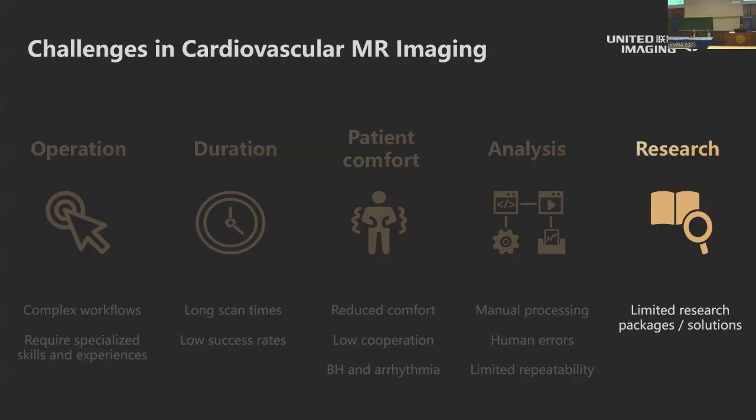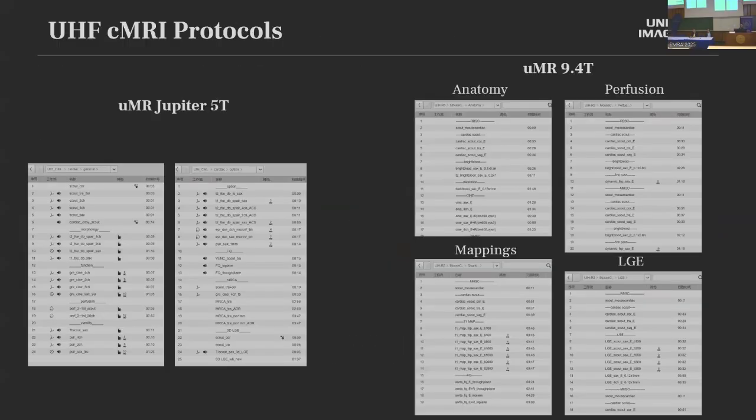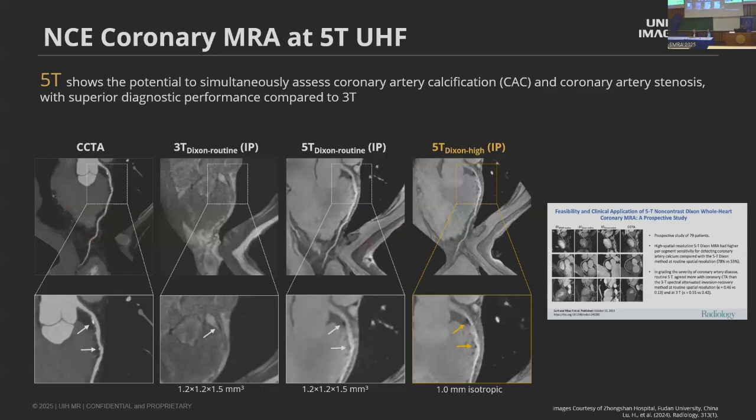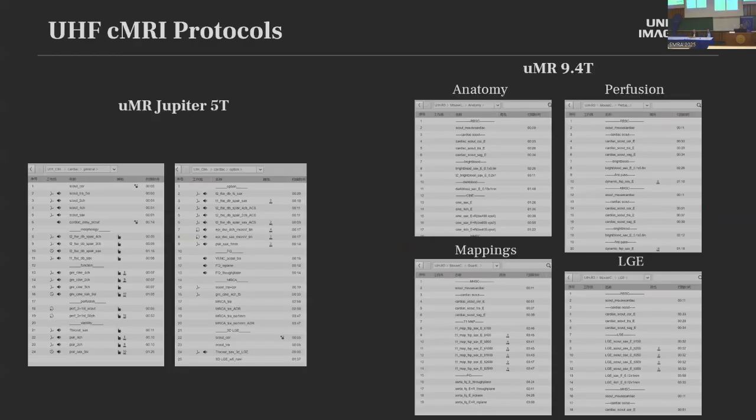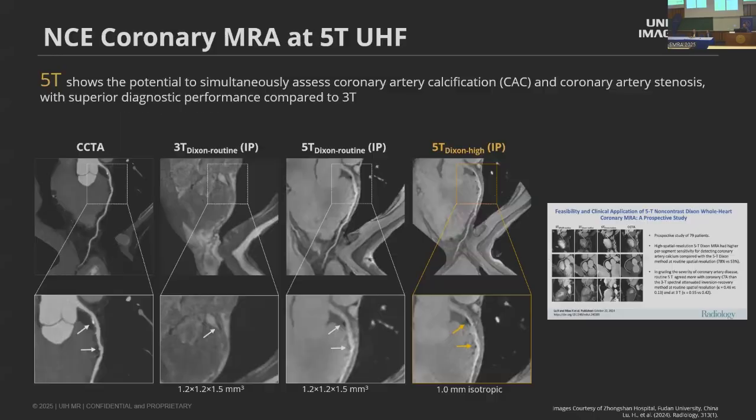All right, so lastly, let's take a look at the research aspect, especially when it comes to ultra-high field and preclinical animal scans. The quality, quantity, and availability of the cardiac research packages is rather limited. So as mentioned before, we maximize the benefit of maintaining the core structure of the software and applications across all UMR systems. In this way, we are able to offer default protocol sets for cardiovascular imaging on both the 5T system and the 9.4 Tesla systems.